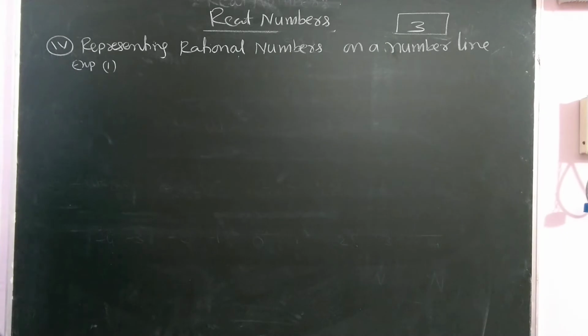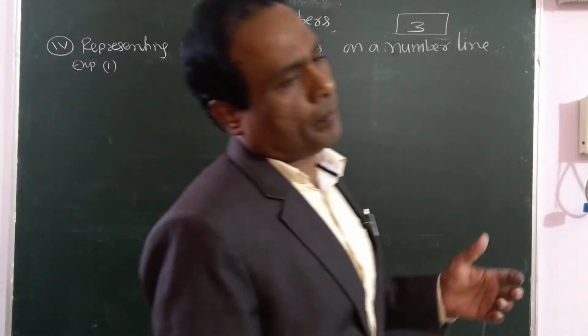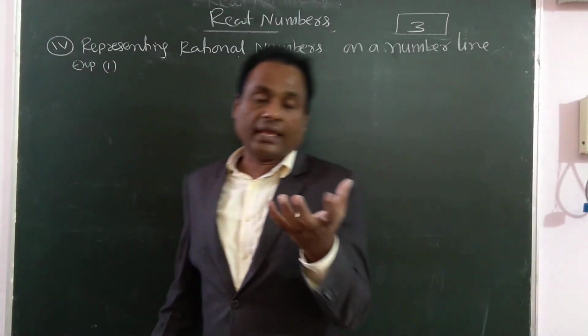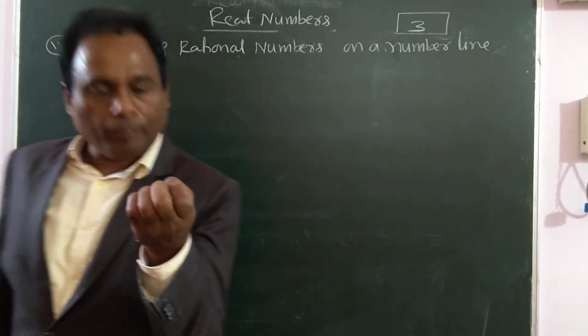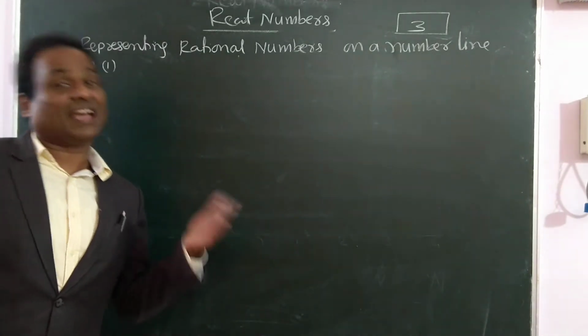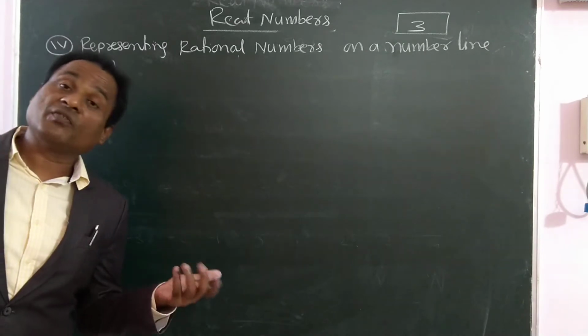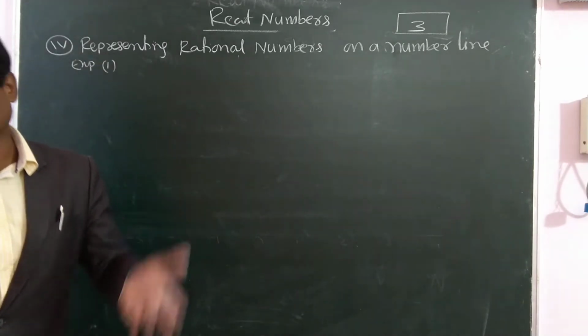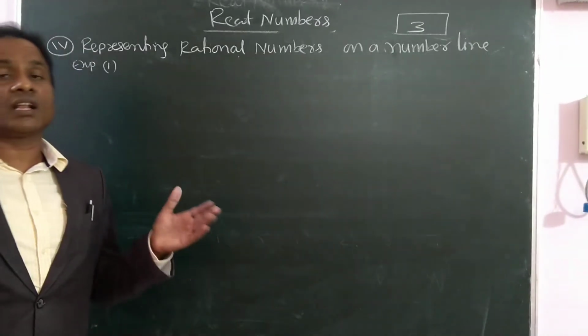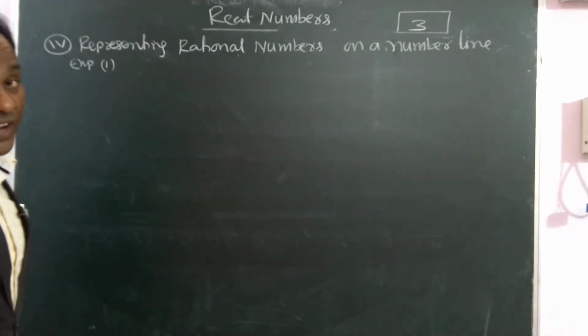Now, I will explain three models. One is a proper fraction, where the numerator is less than the denominator. I will explain the improper fraction also, where the numerator is greater. And after that I will explain the negative number, the negative fraction.